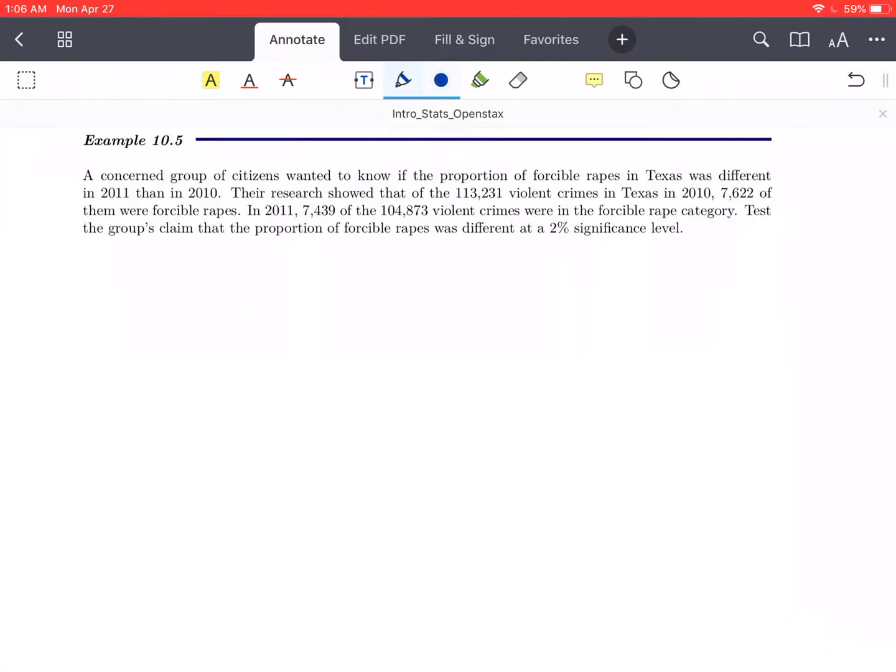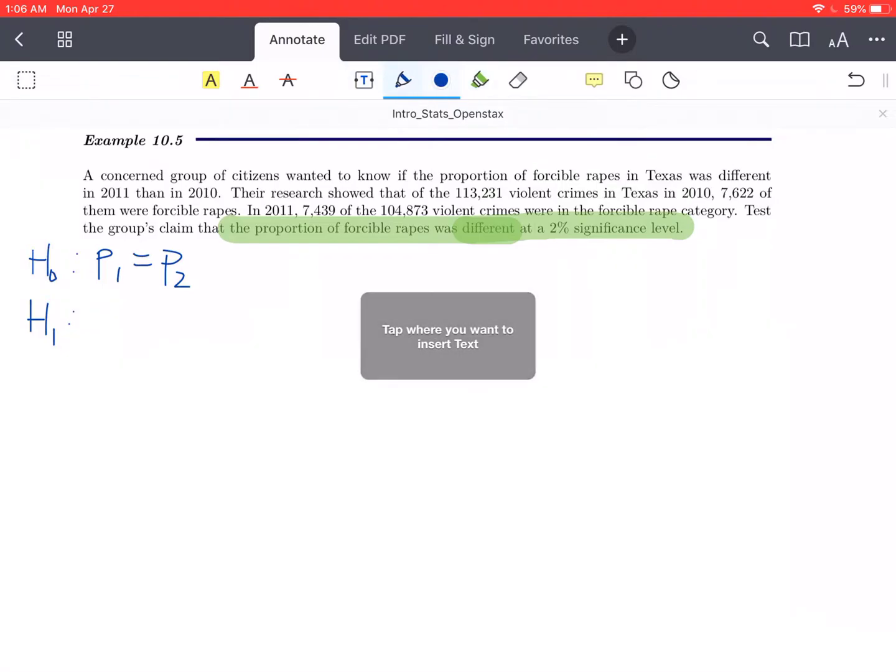Okay, so a lot of numbers going around right now, but first things first, we should create the hypotheses. So the null hypothesis and the alternative. Always a good place to start on these tests. If you're not sure where to go, just make hypotheses. So we know that the null hypothesis says that these proportions would be equal, and this group is trying to conclude that the proportion of forcible rapes was different at the 2% significance level. Keyword here is different. So we're not saying greater than, we're not saying less than, we're just saying different. So they're concluding that p1 is just not equal to p2.